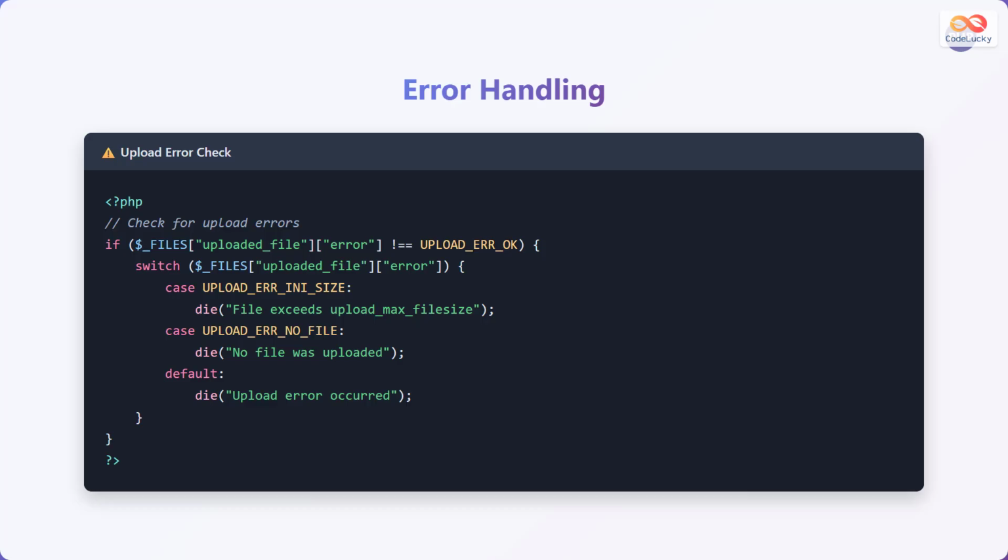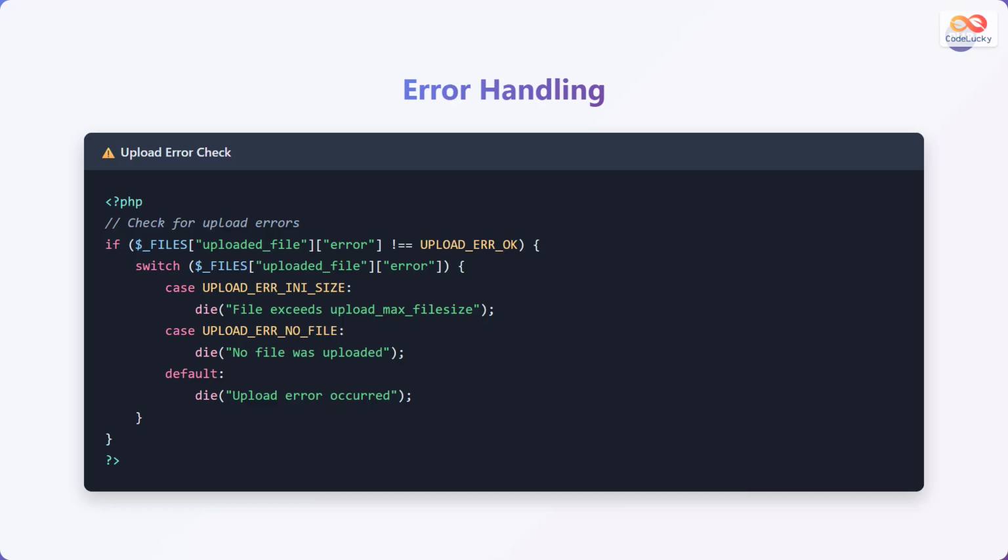Effective error handling is essential for providing informative feedback to users and ensuring the stability of the file upload process. PHP provides several error codes that can help identify and handle different upload-related issues. You can determine if an error occurred during the file upload process by checking the error key in the $_FILES array. If the value is not equal to UPLOAD_ERR_OK, it indicates that an error occurred. The UPLOAD_ERR_OK constant indicates that there were no errors during the upload.